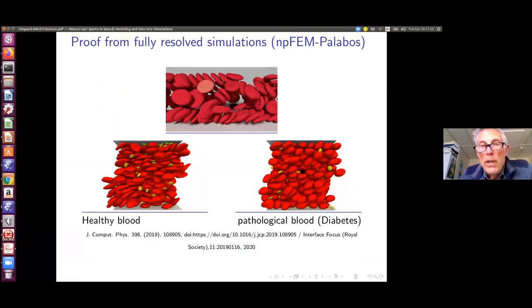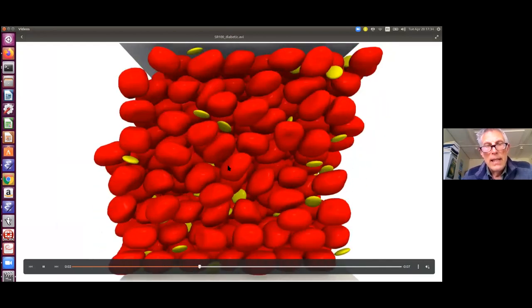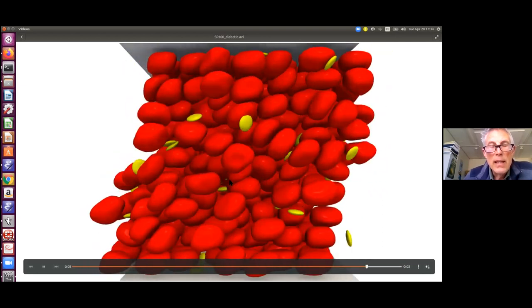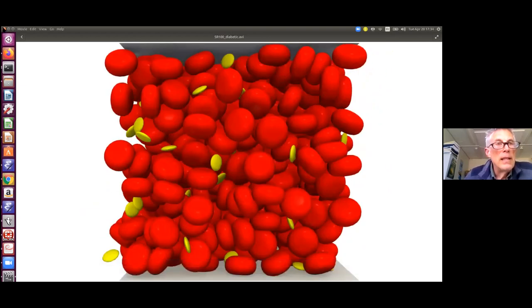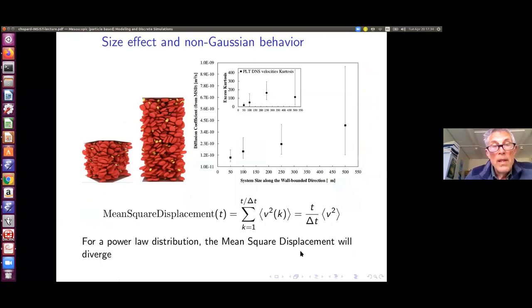What was also interesting for us, and I'm not going to give too much detail, is to see the impact on the transport of platelets when the red blood cells are not healthy, when they are deformed by some disease. Here you see that it affects the way platelets are transported. But anyway, from this fully resolved simulation, we could see the movement of the platelets towards the wall. And something we did that apparently nobody tried before is to study the way platelets move by increasing the size of the system.